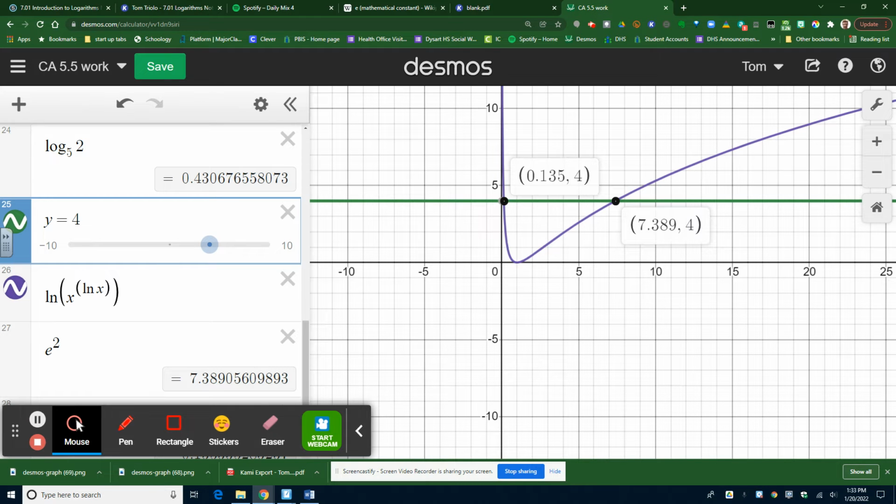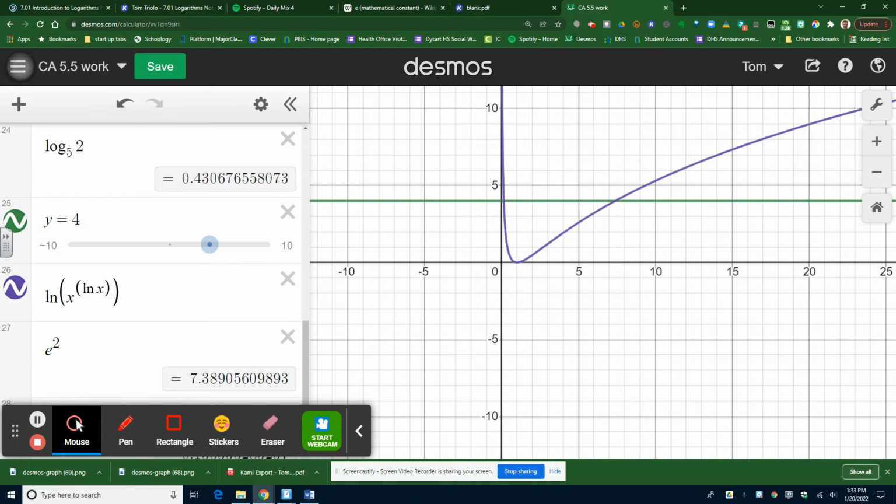Hey, look, I'm doing logarithms in college algebra too, but theirs are a little bit more complicated than yours.